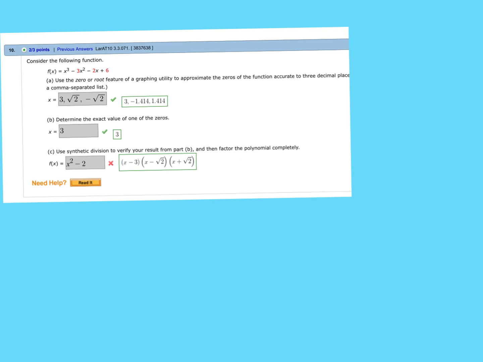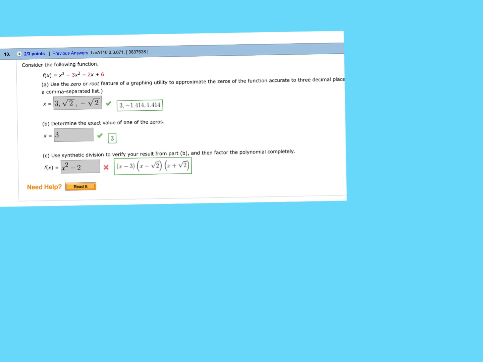All right. So it said, consider the following. Use the zero or the root feature of the graphing utility to approximate the zeros of the function accurate to 3 decimal places. The first one is the 3, right? So the 3 is the only one where, if you use the graphing utility, you can find the specific point on your x-axis. The rest of them are going to be decimals, okay? So these are actually better answers. Your answers are better than WebAssign answers because WebAssign is going to be approximated. If there's a whole number one there, then you can take that and put it on the outside and use synthetic division to reduce this a degree.